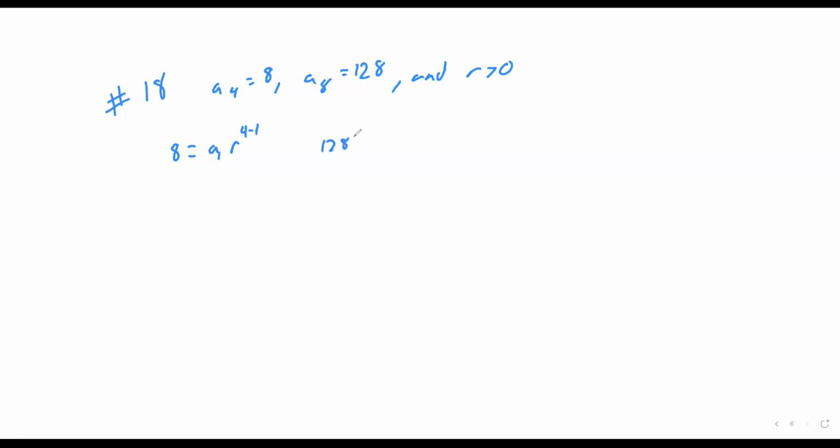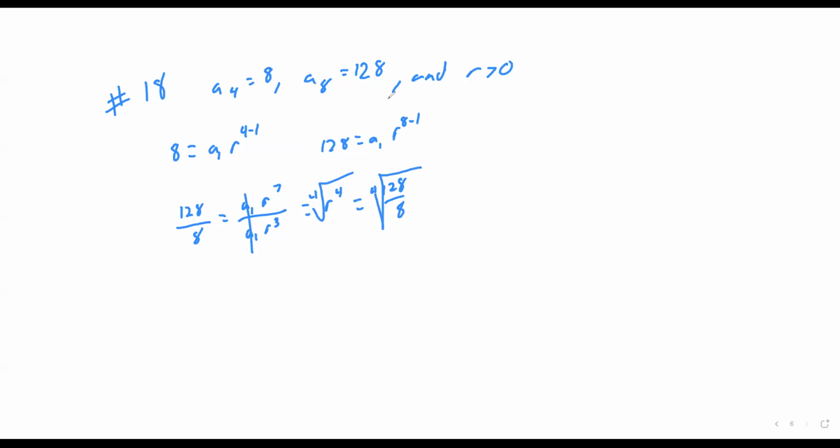And then this would be 128 equals a sub 1 times r to the 8 minus 1. So if I wanted to produce a ratio, I could do 128 over 8, which would be the same thing as a1 r to the 7th divided by a1 r to the 3rd. The a1s would cancel, and to simplify exponentials, you just subtract. So 7 minus 3 is 4, so this gives me r to the 4th. And then I would figure out what 128 over 8 is, and then I would do the 4th root of that.